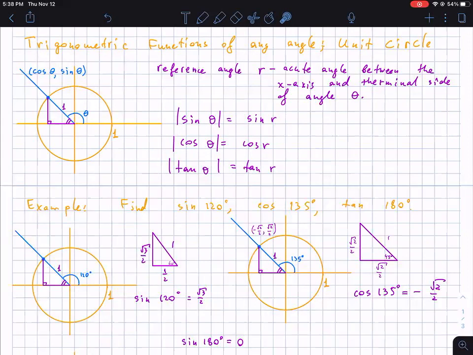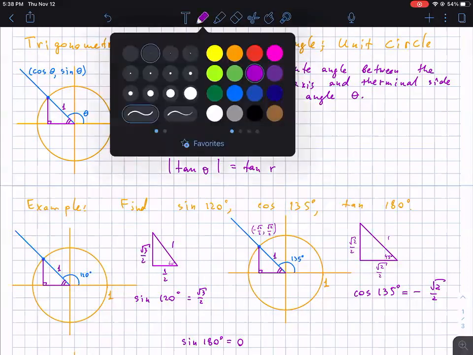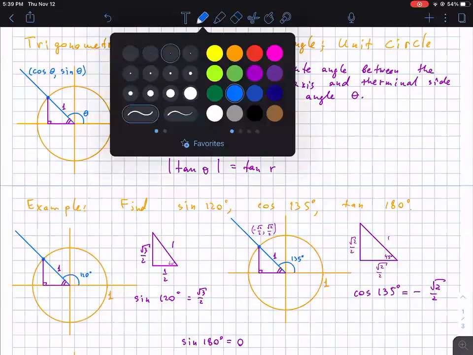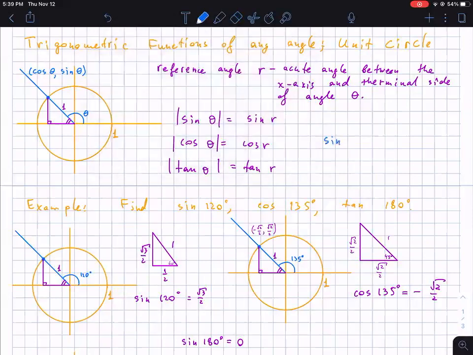Yeah, the same was right. I don't want to put plus or minus over here. Putting absolute value is the same as saying sine of theta is going to be equal to sine of r or negative sine of r, but you don't know which one. That's why I put the absolute value sign. Got it? Okay.